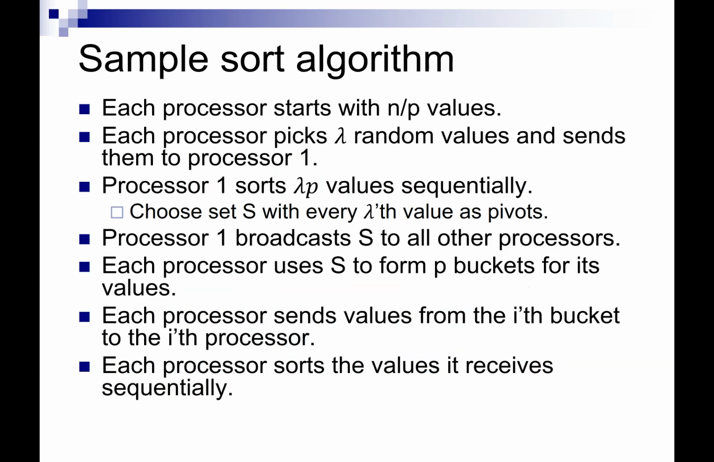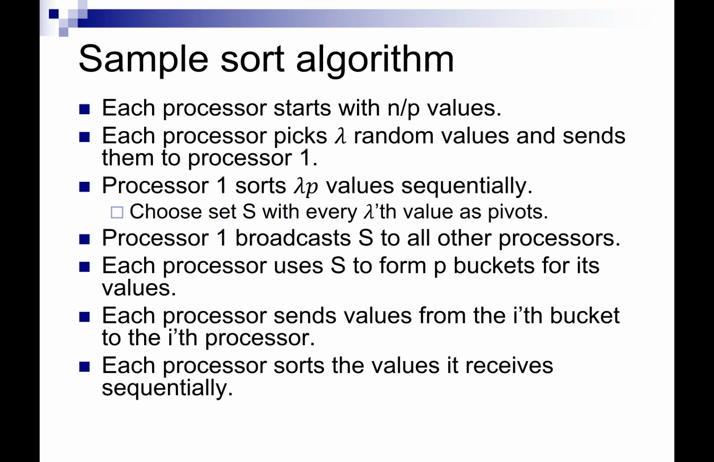Let me just show you all the details of this algorithm. Initially we have n values, and they're just distributed in some arbitrary order on the processors. Each processor has n divided by p arbitrary values. And now we want to pick lambda p random elements in total. So therefore, we have each processor pick lambda random values, and let's say that they all send this to processor 1.